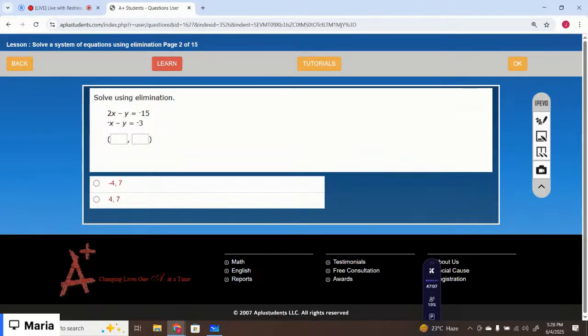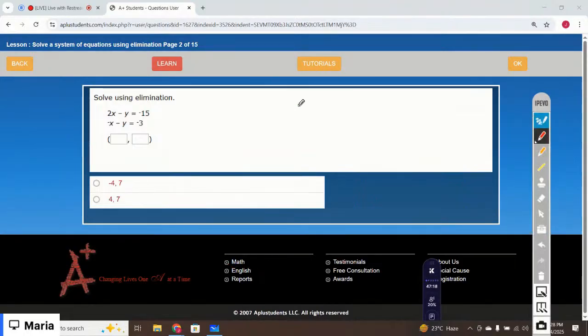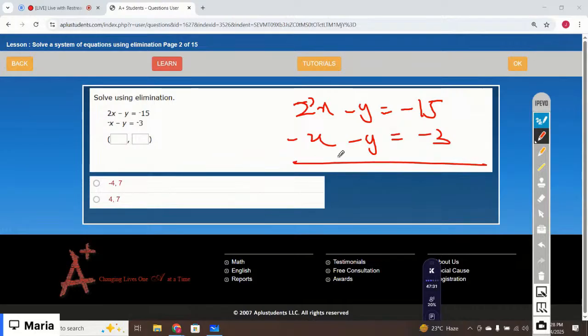So 2x minus y equals negative 15. Negative x minus y equals negative 3. So we need to subtract both the equations so that variable y is eliminated. 2x minus y equals negative 15, negative x minus y equals negative 3. So let's just subtract. 2 plus 1 is 3x. Negative 15 plus 3 is negative 12. So x equals negative 4.